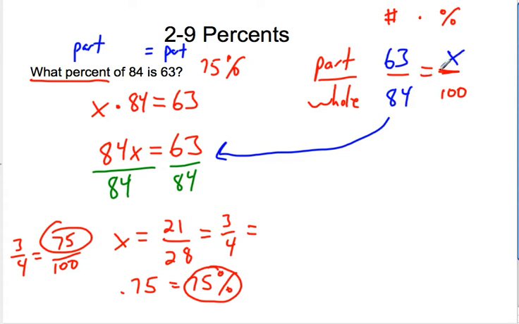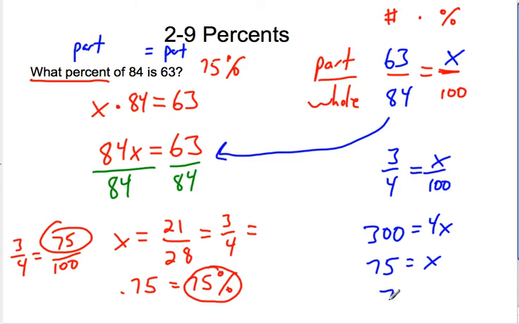In this case, the percentage is already taken care of. When you solve for x, it is the percent. So we're going to get 75 by solving this. So 63 over 84 again is 3/4. So here's our proportion. And so 300 equals 4x because of cross products there. And then you divide it by 4 and you're going to get x equals 75, which is 75%.